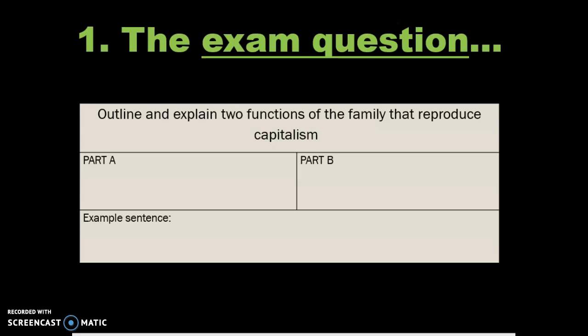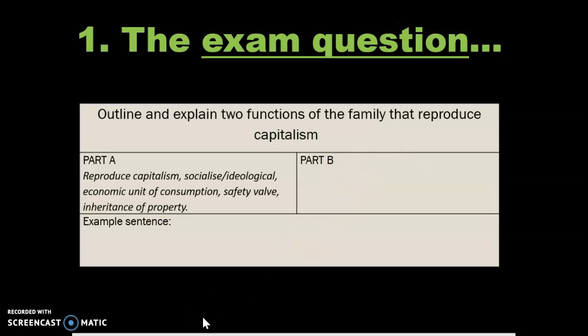Okay, so with this one, your part A is going to be your functions of the family, and part B is reproduce capitalism. And what I want you to do is start off by writing what you know in part A and what you know in part B, and then join back in to check what you have written.